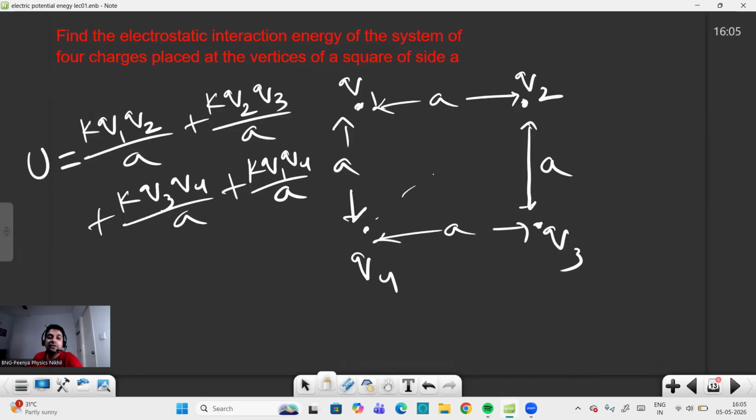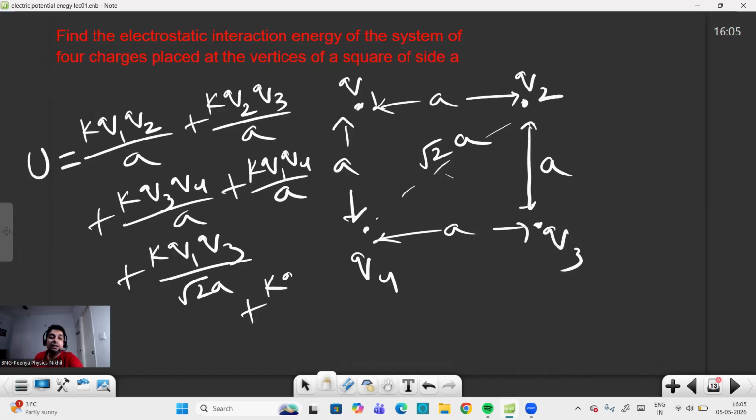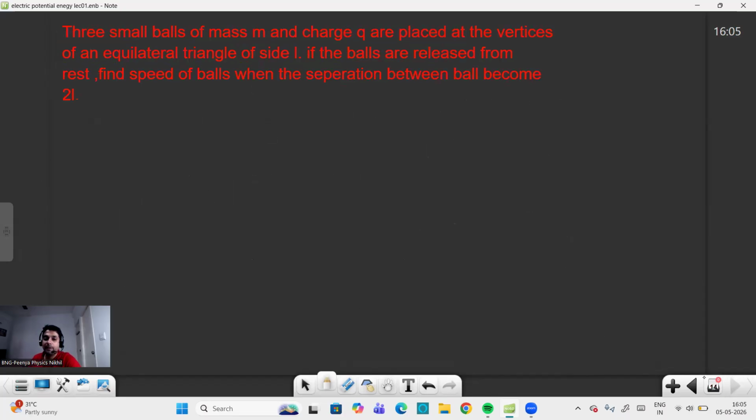And diagonal charge pairs are also there. So the diagonal length is root 2 A. So it will be K Q1 Q3 divided by root 2 A plus K Q2 Q4 divided by root 2 A. If equal charges are given, then all the values Q1, Q2 and so on will just be Q, and we'll put that in and get the answer. Correct? I think all of you understood this. We'll go for the next question.